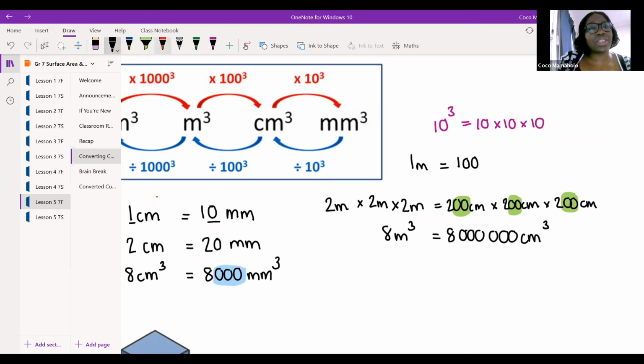So if I said to you guys, I have 7 meters cubed, I'm going to write 7. And how many zeros am I going to put after 7, if I want centimeters cubed? I'm going to put 6 zeros. 1, 2, 3, 4, 5, 6 centimeters cubed.